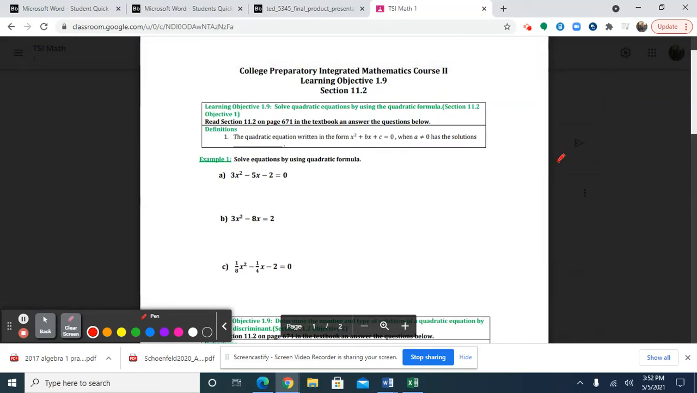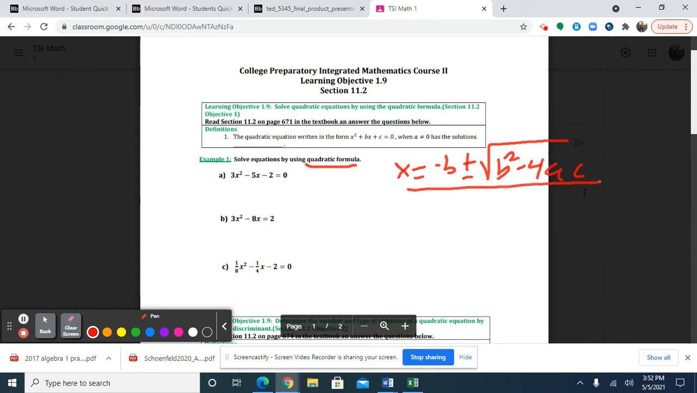So we are now using the same questions from 11.2 to solve the equations using the quadratic formula. The quadratic formula is negative b plus or minus the square root of b squared minus 4ac, over 2a. So using the things that we already know, we should have our b, our a, and our c.